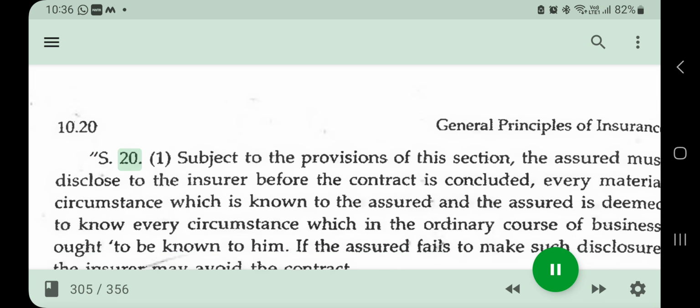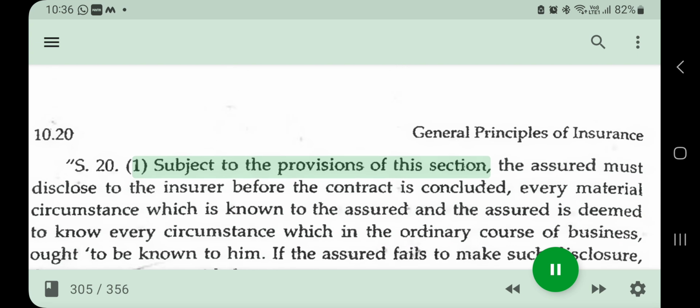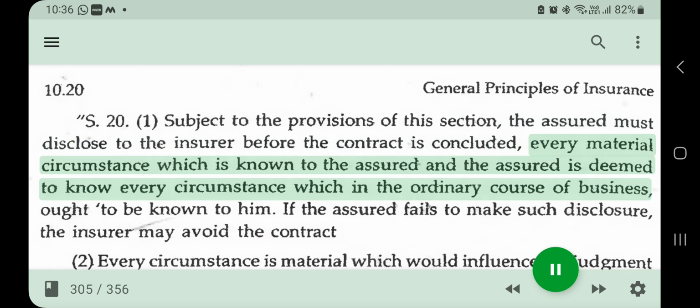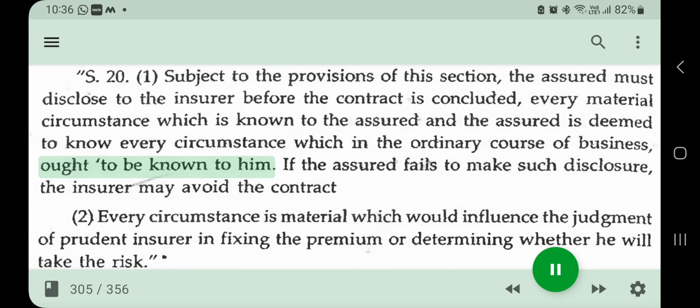S. 20(1). Subject to the provisions of this section, the assured must disclose to the insurer before the contract is concluded every material circumstance which is known to the assured, and the assured is deemed to know every circumstance which in the ordinary course of business ought to be known to him.